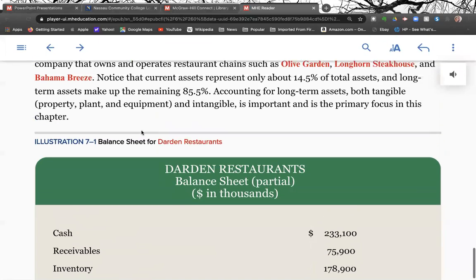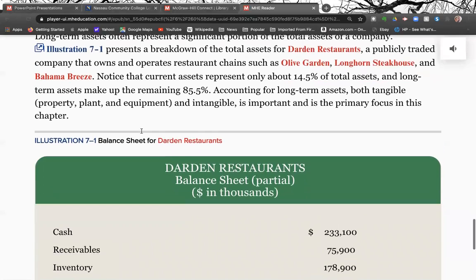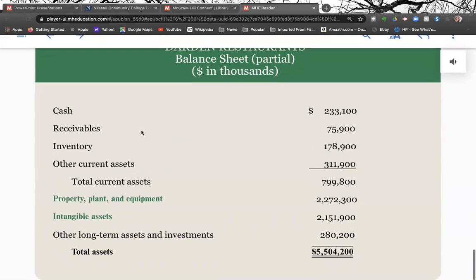This is Darden Restaurants, which I think owns Olive Garden, if you've ever been to Olive Garden. So what does the balance sheet look like? Here's your current assets, if you'll remember, right? Cash, receivables, inventory. Those are the current assets. Those have a life of a year or less, right? And then we have the long-term assets, the property, plant, equipment, intangible assets.